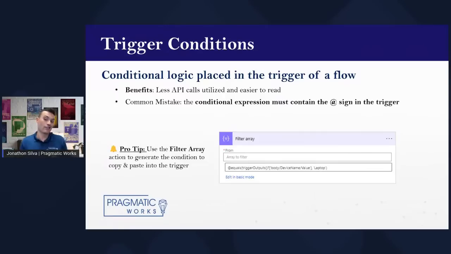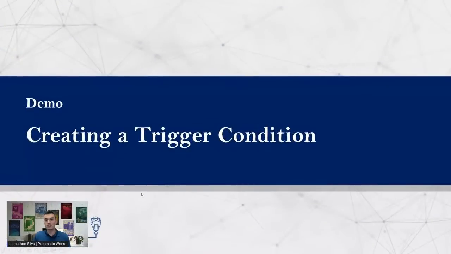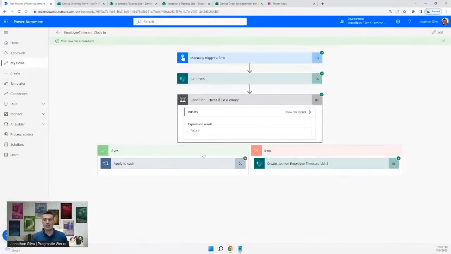Now, I have a little bit of a pro tip for you. In order to get that condition perfectly made, there's a really easy step, and that is to use the filter array action. It's a data operation, the filter array, in order to generate that code automatically, and we just copy and paste it. It's super simple for us to do. That's exactly what we're going to do here in our very last little demo before we end for today.